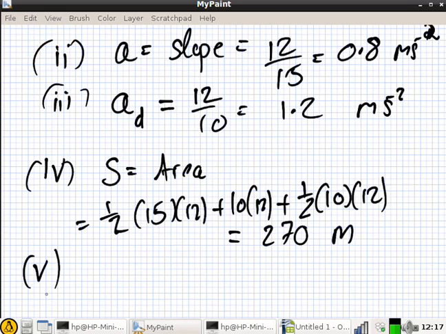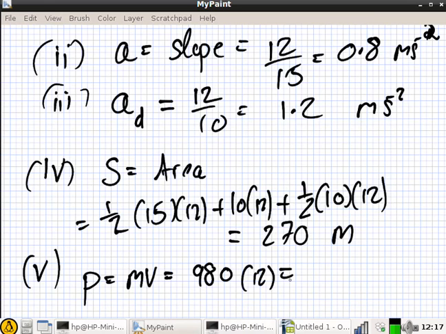No. Meters. Come on. Right. What is the maximum momentum? So what's the formula for momentum? mv. So the mass is 980. And what is the maximum velocity? 12. So 11760 kilogram meters per second.